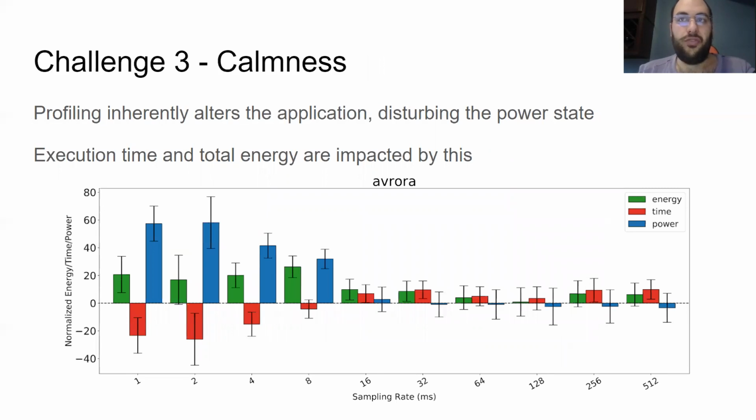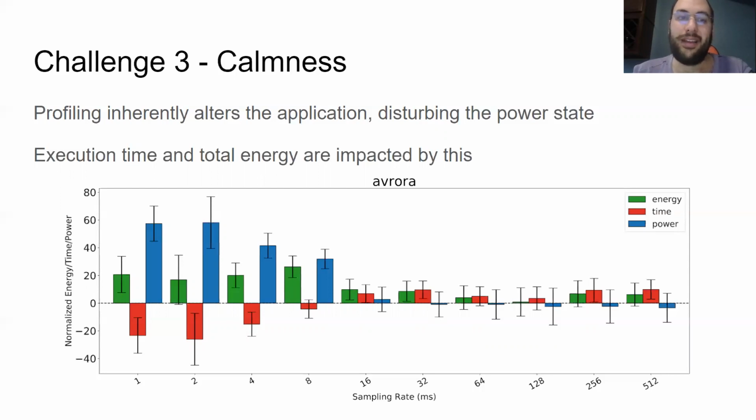Finally, we need to address calmness. Profiling is going to impact the application, and usually that's going to be checked by the overhead, checking the runtime change. But in our case, since we're doing energy accounting, we also need to observe changes in the power state, which can be reflected in changes in the CPU frequencies.